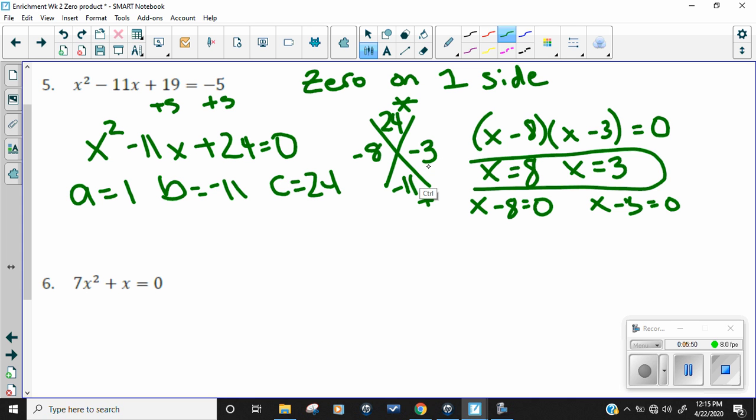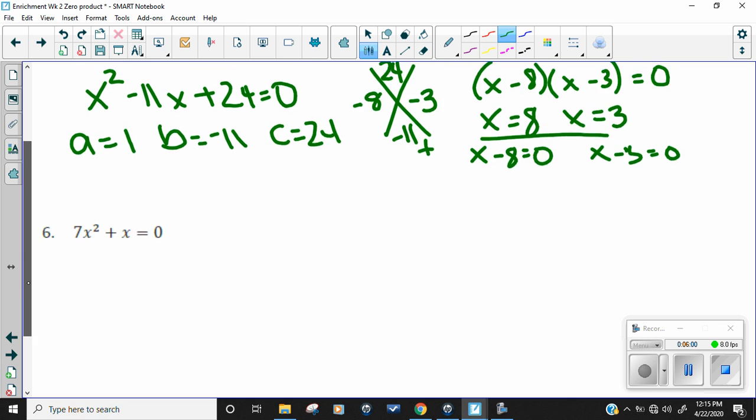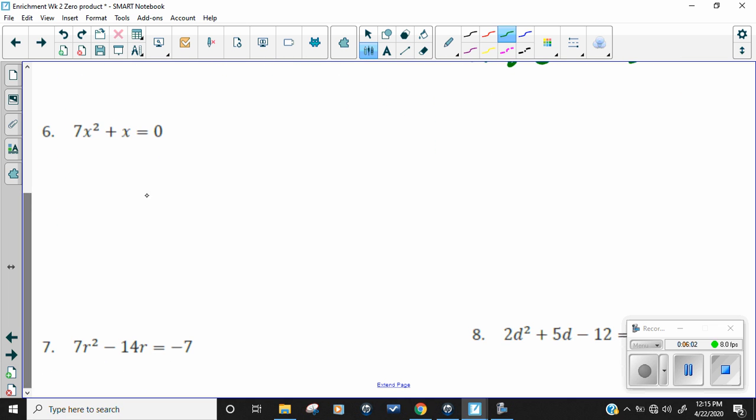You don't always get two answers, but you get two answers for this one. Okay? You may get one answer, you may get no answer, or two answers. So here's another one, number 6. First thing to do with quadratics is what's the GCF? Well, both of these have an x, so this makes it super easy. I get 7x plus 1 equals 0.